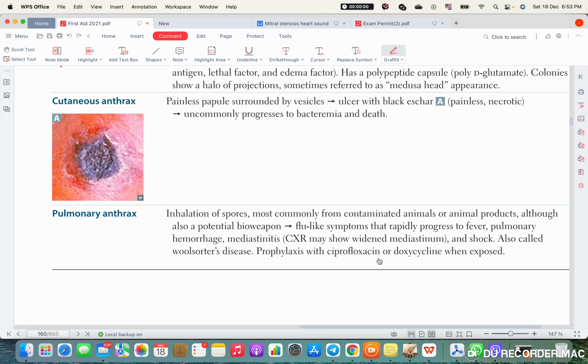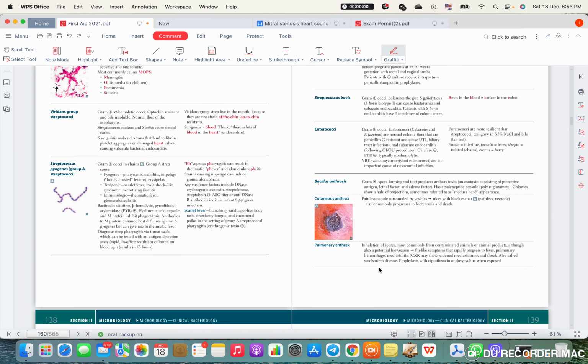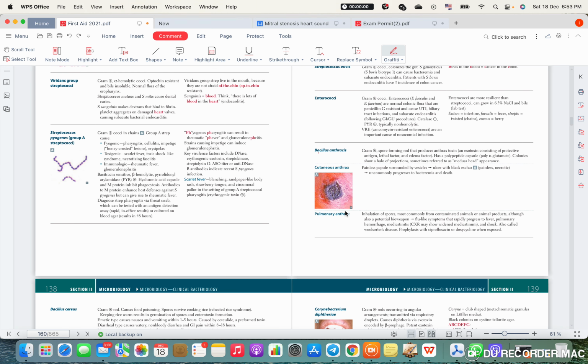So if you suspect an exposure but you don't have symptoms, you start this. What if you have symptoms already? You will start this, but it's too late. It's too late. If you start having symptoms, the patient is dead. Okay? So that's pulmonary anthrax.